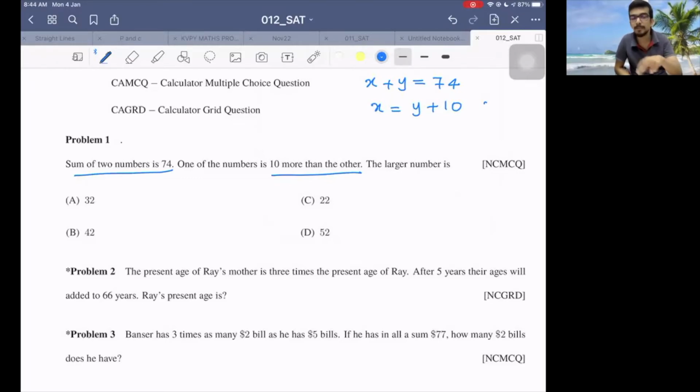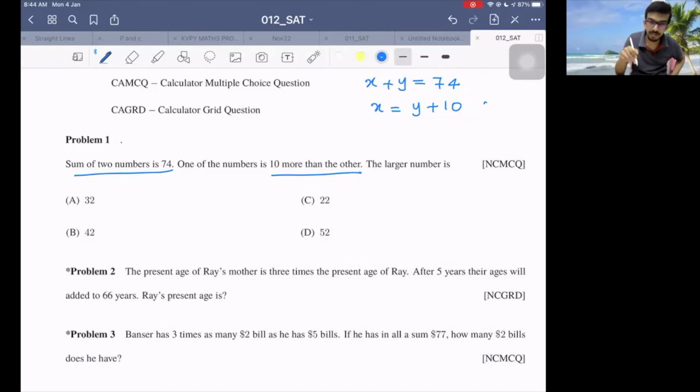So this approach is using two variables. Okay, I'll tell you the approach using just one variable. Please listen carefully. There are two unknown numbers. The sum of the two numbers is 74. Let's choose them as x and y, so x plus y is 74. One of the numbers is 10 more than the other. So let's call x the bigger number, so x is y plus 10.